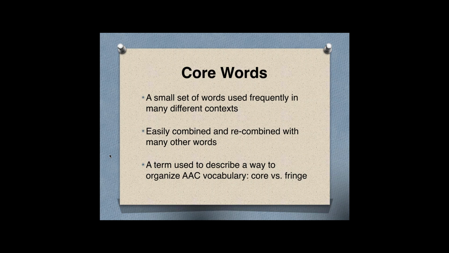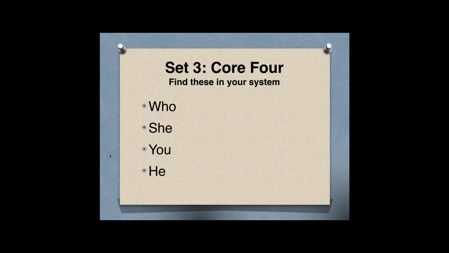So core words are those really high frequency words that appear across the day, and fringe are those very specific words that make our message more specific. So fringe is mostly nouns. It could be all the things that you like most to do. It could be the people who you most care about, all of that sort of thing. Those are the specific words, and core are the high frequency. So this month we are looking at who, she, you, and he.